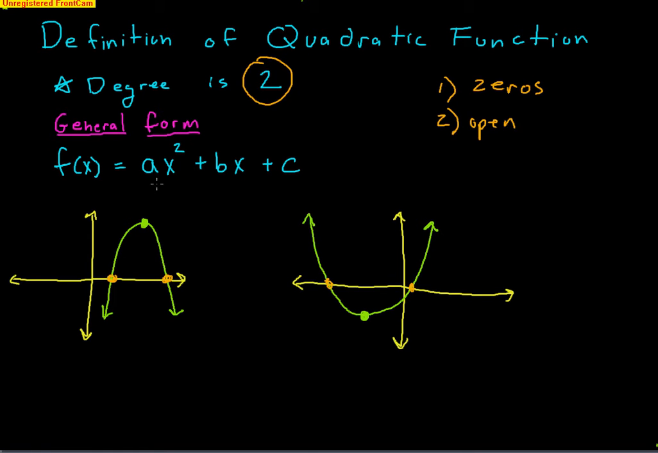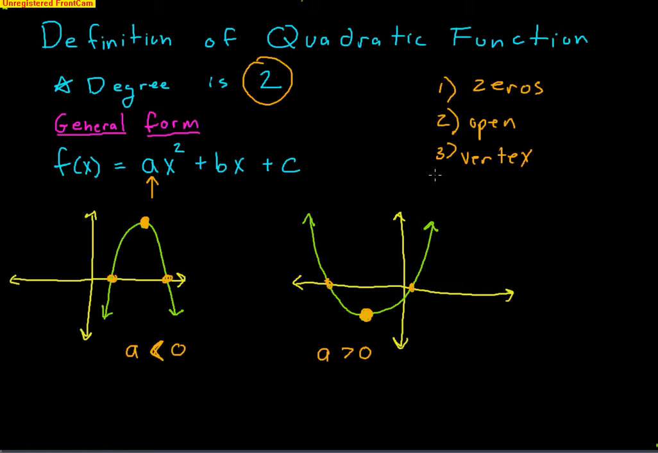Well, that's all based on the a value right here. If a is greater than 0, it opens up. If a is less than 0, it opens down. Pretty easy to understand that as well. Don't worry about when a equals 0, because that can't happen. If a equals 0, you do not have a quadratic because it cancels out your square. All right, what else do we want to know here? The other thing we want to be able to know is its vertex.